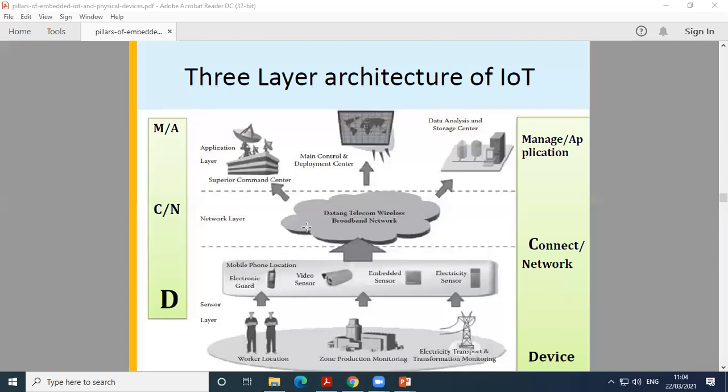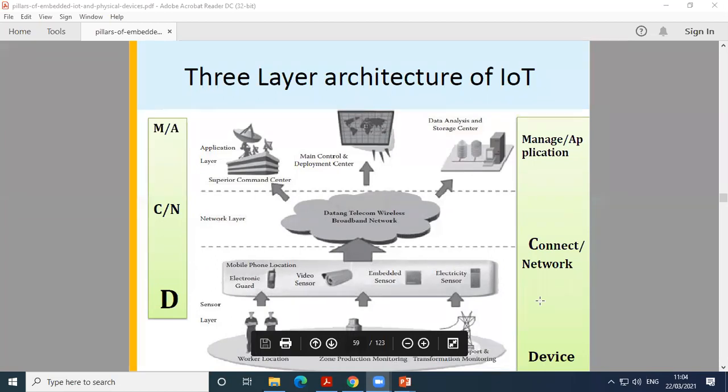Then the next layer is your network layer. We have seen in the last two units that the network layer consists of wired or wireless communication networks, what wired and wireless communication networks are, and what protocols are used in that network to connect with the application. So this is all about the network. The network layer is the connect part, the first one is manage the application, and the last layer is your sensor layer.